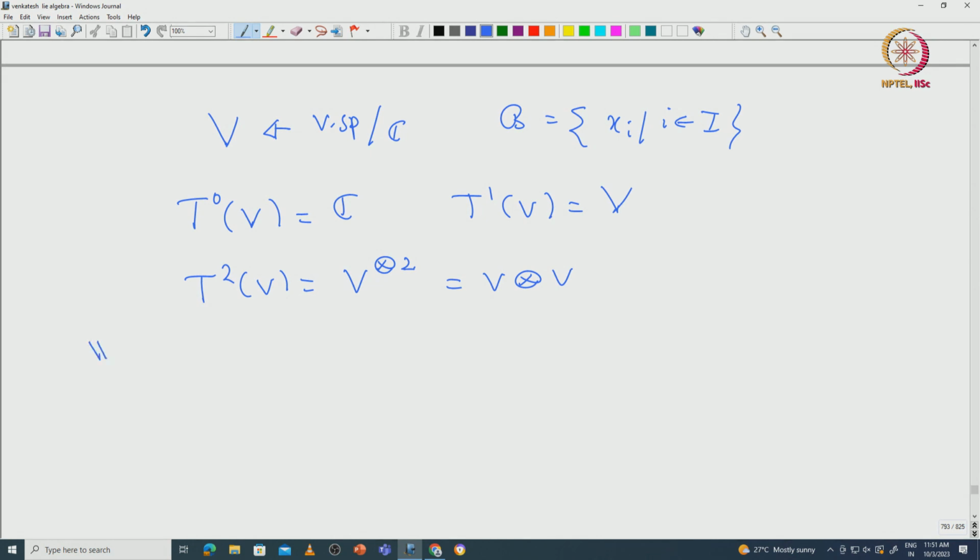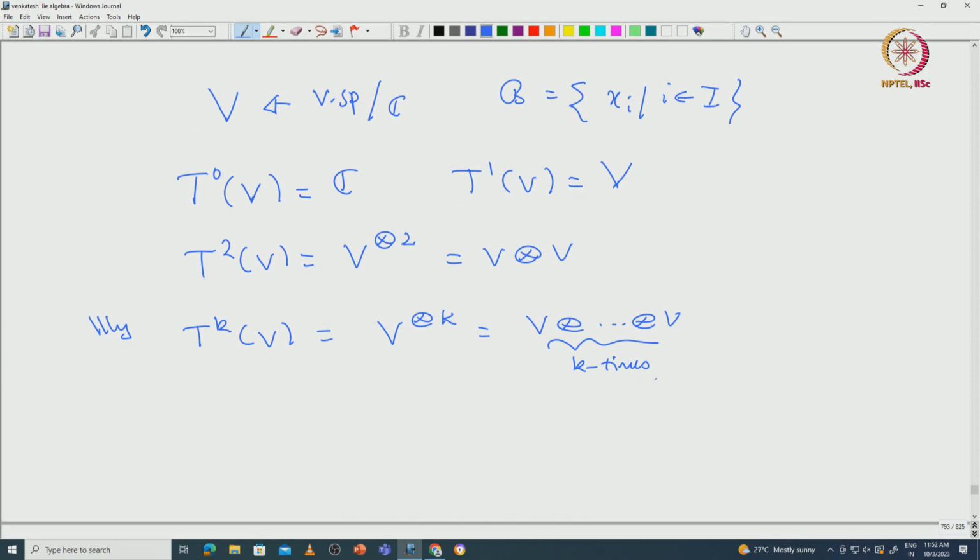So, similarly one can define for any k. The kth tensor is defined to be the tensor product of k copies of V. If you do not know what a tensor product is, I urge you to recall this definition. The best reference is Dummit and Foote, a famous book on abstract algebra.